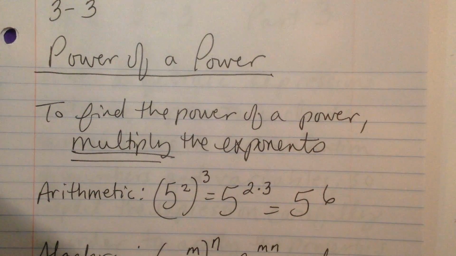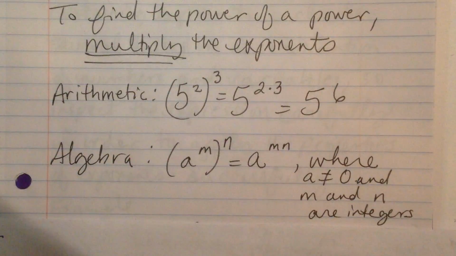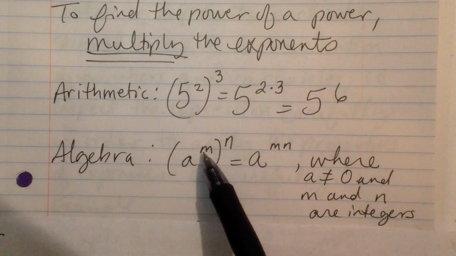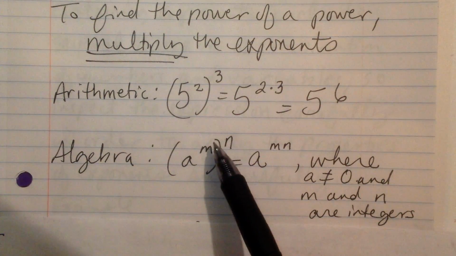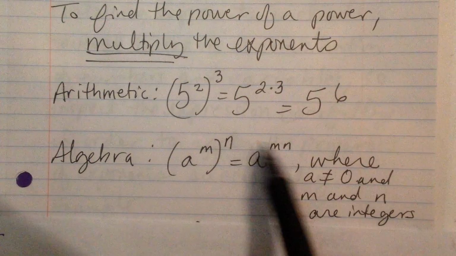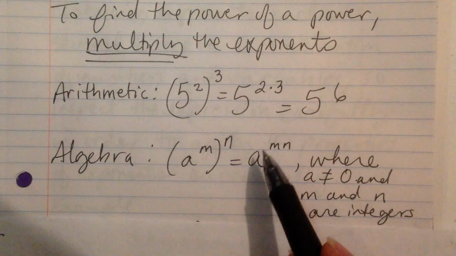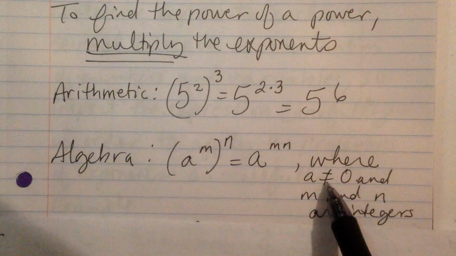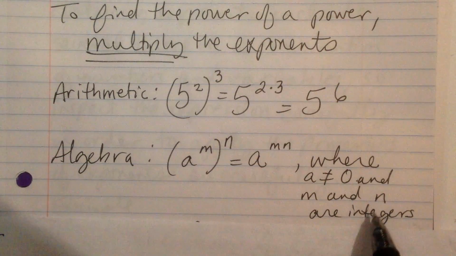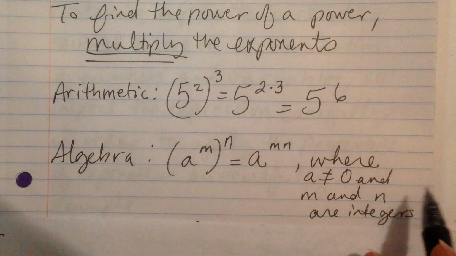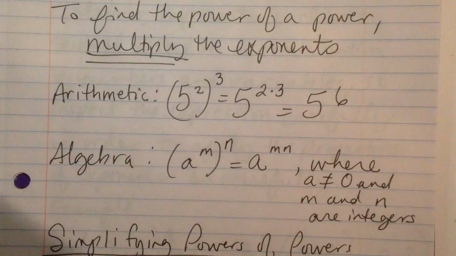Look at the algebra formula. a to the power of m raised to the higher power of n. Multiply the 2. When you write 2 letters side by side, that's multiplication. Where a cannot be equal to 0 and m and n are integers. So let's look at some more examples.